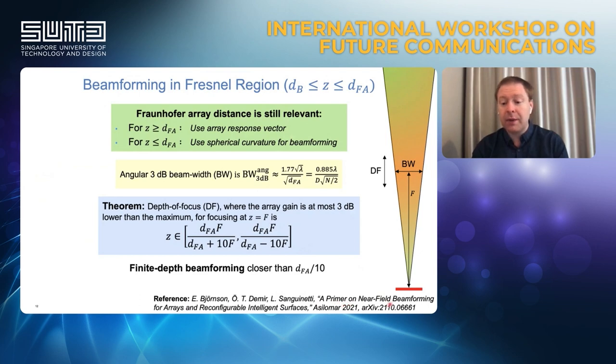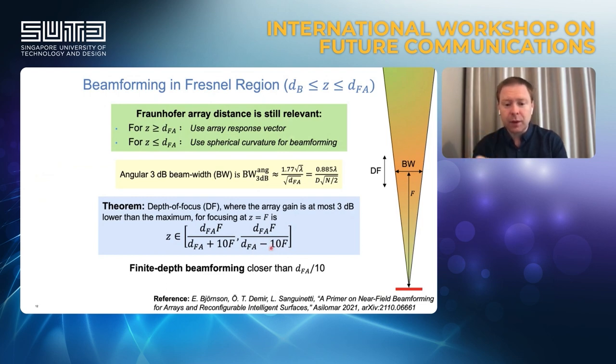And in this paper, a primer on near-field beamforming for arrays and reconfigurable intelligent surfaces, we are computing this formula here, which tells us that when you're focusing the signal at the point at distance F, at the user device there, then you will have a depth of focus in 3 dB terms, where you have the ideal strongest focusing at the focus point, and then it starts to be focused at the distance D, which is computed like this. You take the Fraunhofer array distance times the focus distance, and you divide by the Fraunhofer array distance plus 10 times the focus distance. And then it ends behind you at a distance which looks the same. The formula is the same, it's just a minus sign between these things.